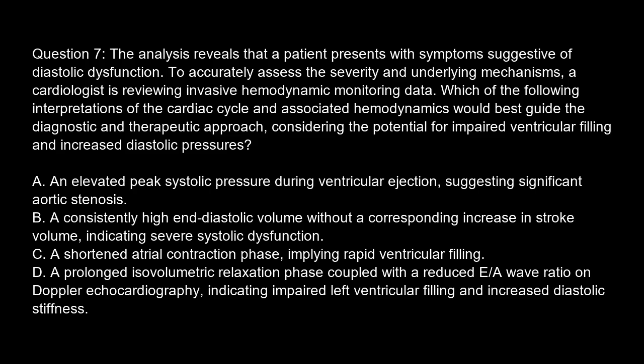Option A. An elevated peak systolic pressure during ventricular ejection, suggesting significant aortic stenosis. Option B. A consistently high end diastolic volume without a corresponding increase in stroke volume, indicating severe systolic dysfunction. Option C. A shortened atrial contraction phase, implying rapid ventricular filling. Option D. A prolonged isovolumetric relaxation phase coupled with a reduced E/A wave ratio on Doppler echocardiography, indicating impaired left ventricular filling and increased diastolic stiffness.